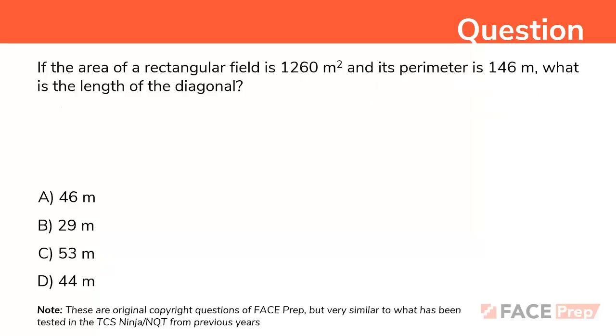If you look at this question, it belongs to a mensuration part where it says if the area of a rectangular field is 1260 meters square and its perimeter is 146 meter, what is the length of the diagonal? This question is very easy if you just know the formula, or else it will be very difficult for you to figure out what would be the answer. So let us solve it very simply.